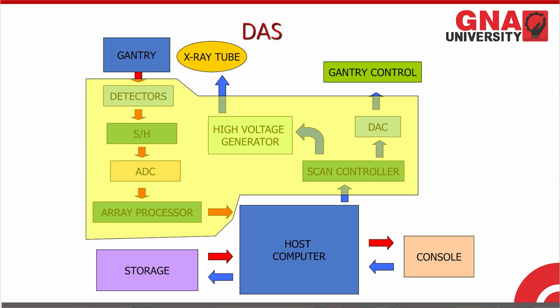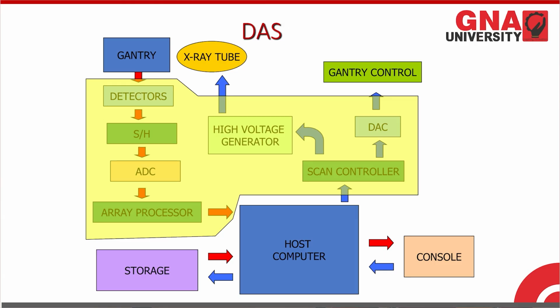Coming to the next, from the X-ray tube, the X-rays are generated, they go into the patient's body, and finally they are detected by the detectors. After the detectors, there is a creation of analog signal, and those analog signals are given to the sample hold unit, which will further forward it to the ADC. ADC will give it to the array processors, and finally that signal will be given to the host computer, which will finally be processed and the image will be formed.